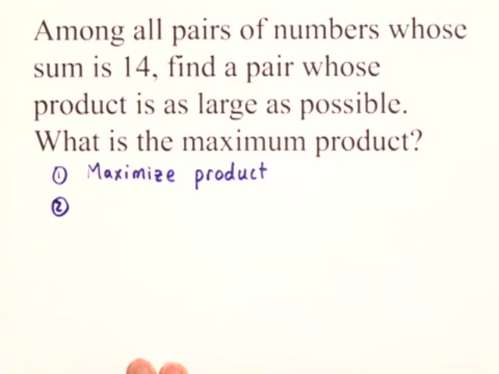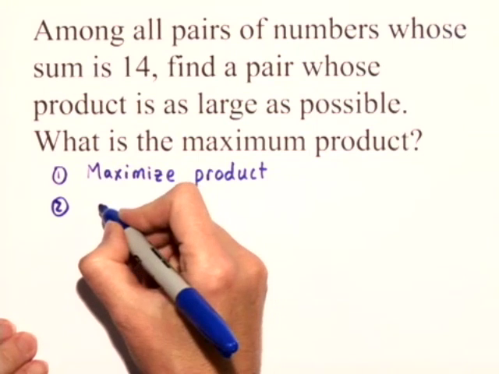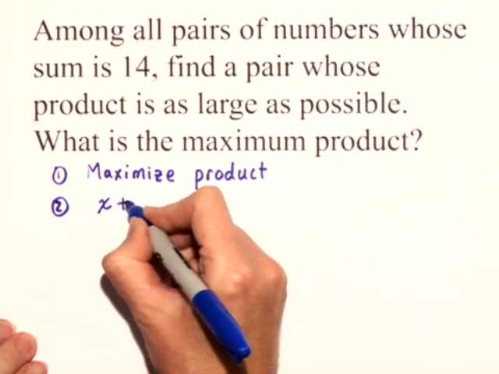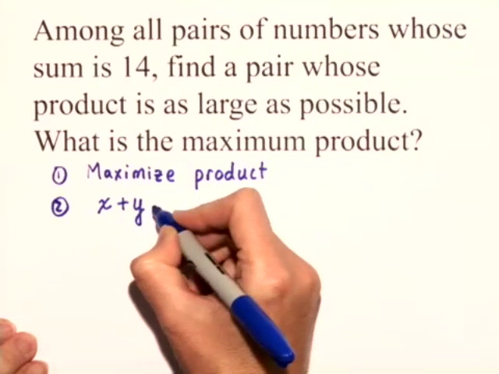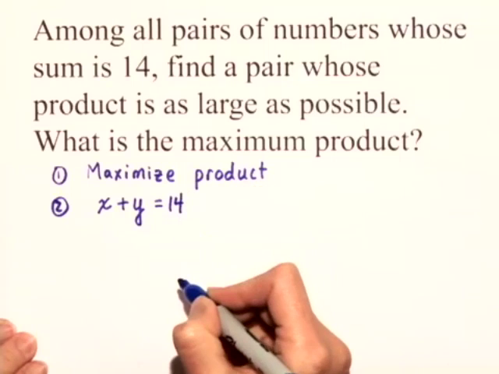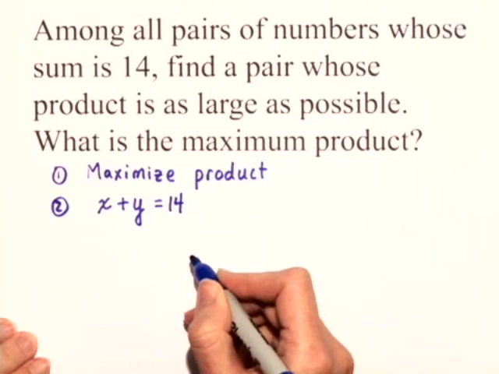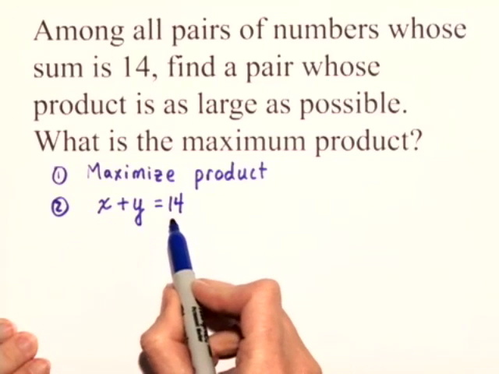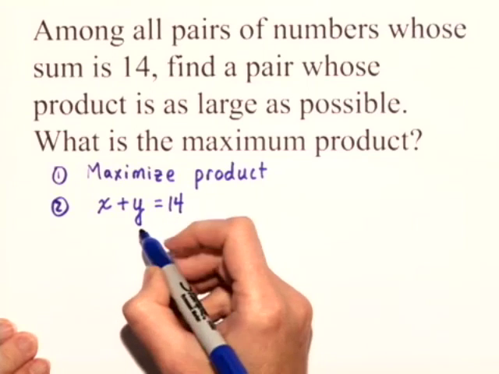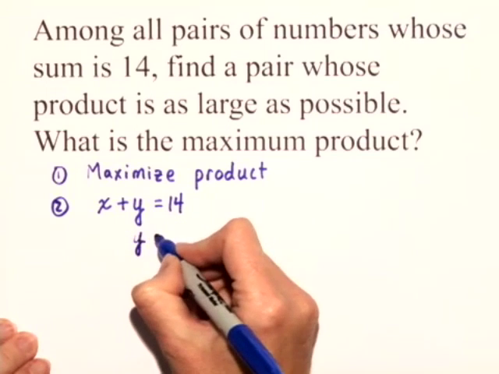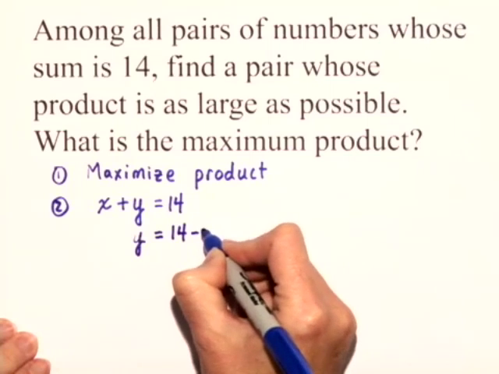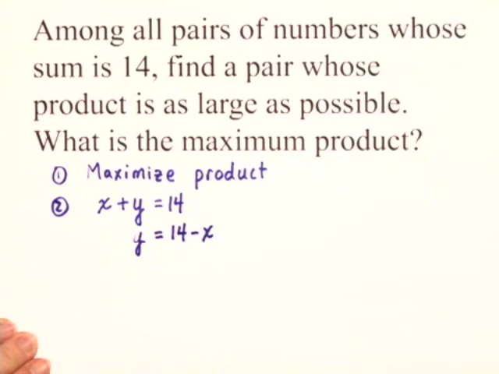In step 2, we want to express the product as a function of just one variable. So let's use our information to do that. We're looking for a pair of numbers whose sum is 14. So we could say that x is the first number plus y is the second number, that's the sum. We want that sum to be 14. But we also want, remember, the product to be maximized. So if x plus y is equal to 14, then y is equal to 14 minus x if we solve this equation for y.